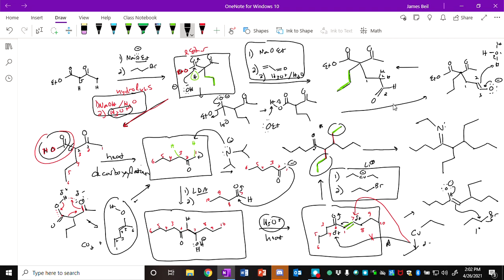So then finally, what are the reagents I need to convert this ketone into an imine? I need a primary amine and some acid catalyst, and that's from chapter 20. Any questions about any of that?